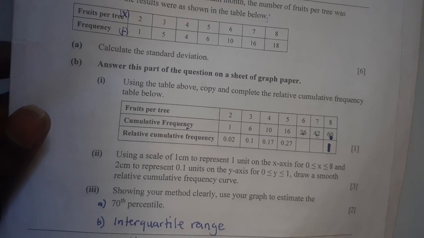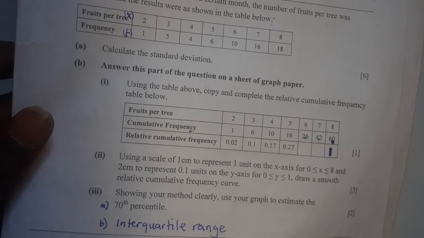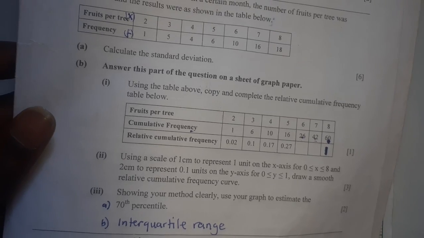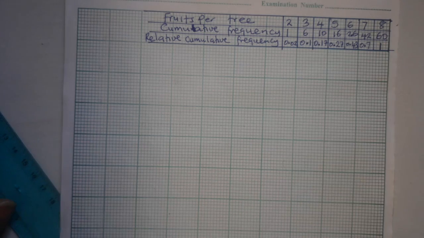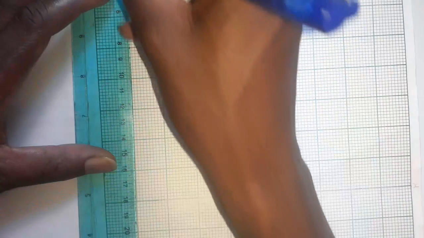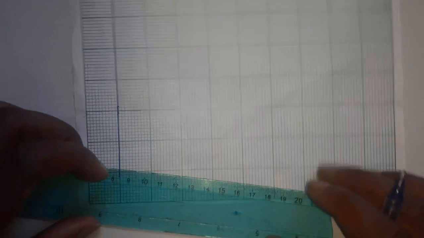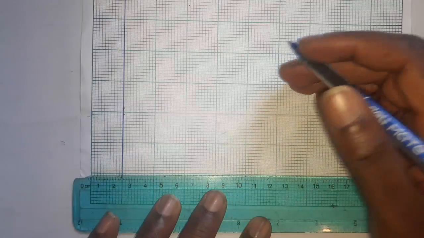Draw a smooth relative cumulative frequency curve. That is what we are supposed to do now. So let's do that simply. So we have this side, at this point, horizontal, which is the x-axis.